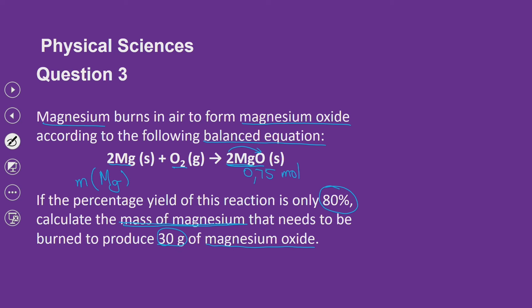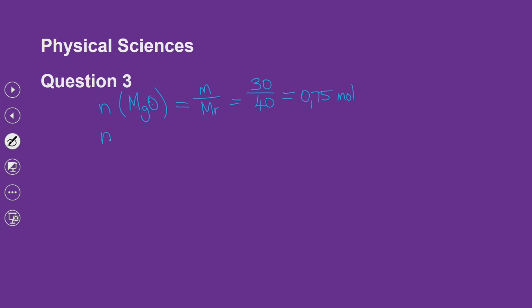Now this is important. The mole ratio says that for every 2 magnesiums, it forms 2 magnesium oxides. Our mole ratio is then 1:1 for those 2. That means we now know that the number of mole for magnesium is equal to 0.75 mole. And what would my reason be here? Mole ratio is 1:1. Very important why your equation needs to be balanced. Now, if the number of mole of magnesium is 0.75, we can go and calculate what is the mass.